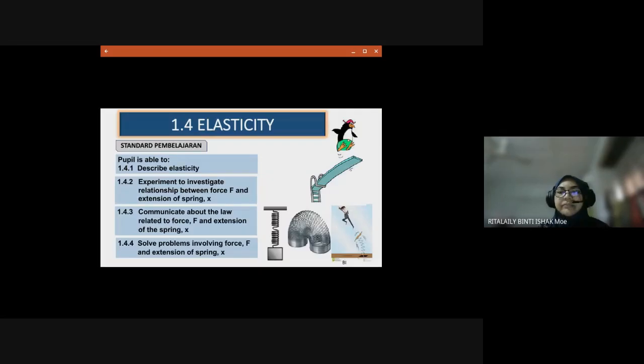Okay. So under elasticity, you should be able to describe elasticity, and you should be able to do an experiment to investigate the relationship between force and extension of the spring. And then you should be able to communicate about the law related to force and extension. Okay, and also solve problems involving force and extension of the spring.